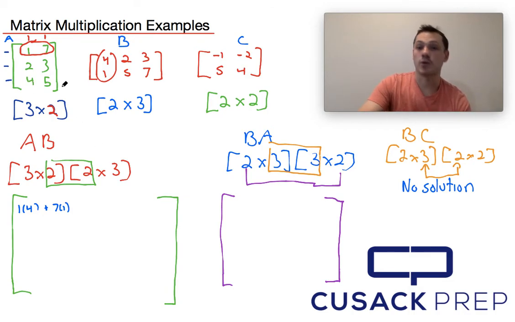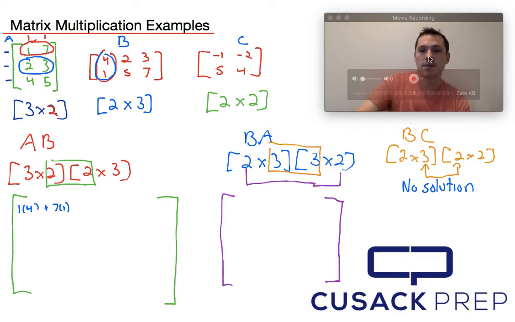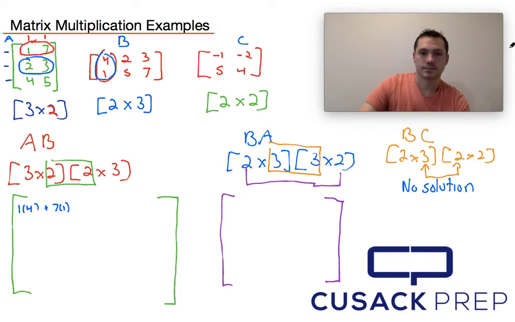Now let's say I wanted to get row 2, column 1. Well, I'm going to multiply the rows of A times the column of B. And when I do that, 2 times 4 is 8.